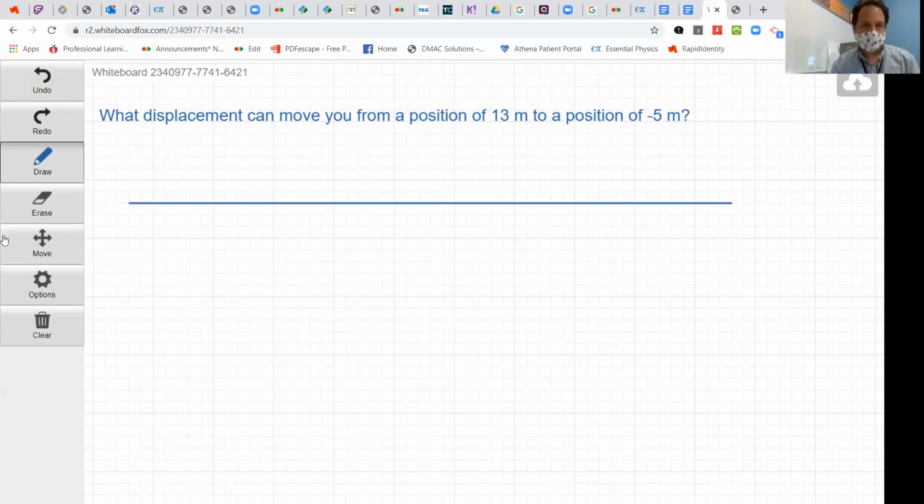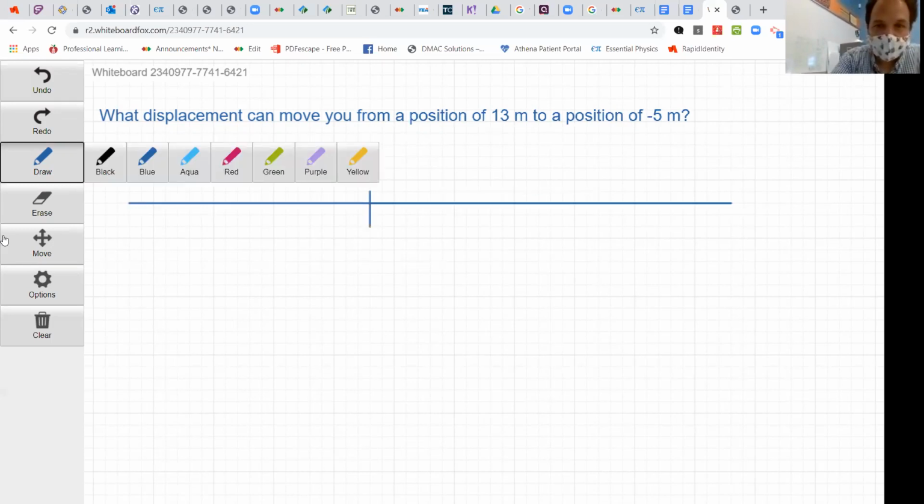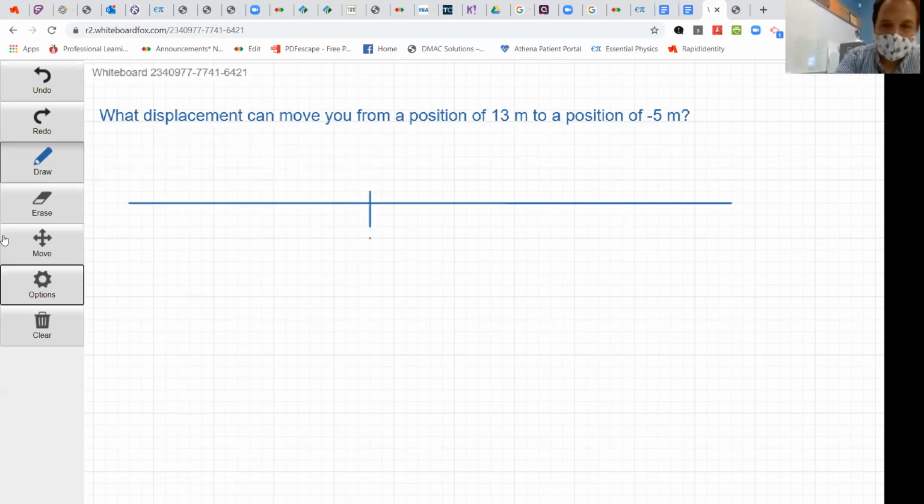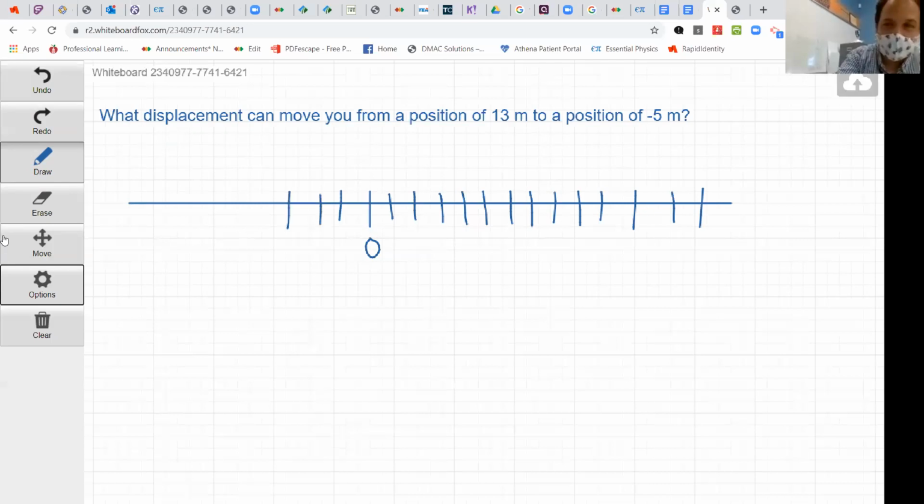All right. So I'm gonna put 0 here. Let's turn the ruler off. And then we're gonna put 13, 1, 2, 3, 4, 5, 6, 7, 8, 9, 10, 11, 12, 13. And then -5, 1, 2, 3, 4, 5.